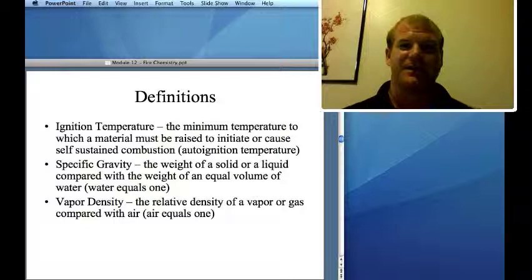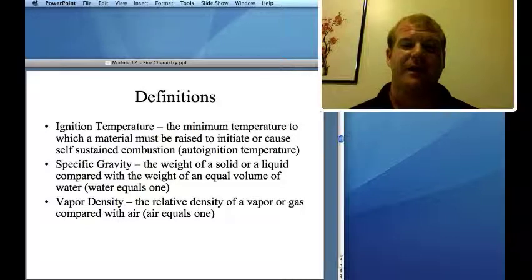Keep on going with definitions. Lots of definitions here. Ignition temperature. This is the lowest temperature to which a material must be raised to initiate or cause a self-sustained combustion. The auto-ignition temperature. This is also how diesel engines work, actually. Diesel fuel will be compressed up to its ignition temperature, auto-ignition temperature.